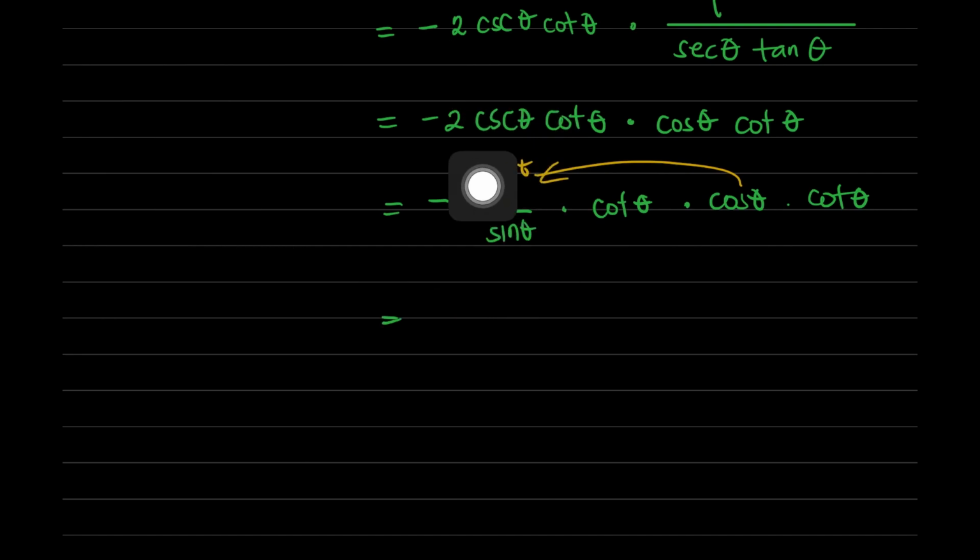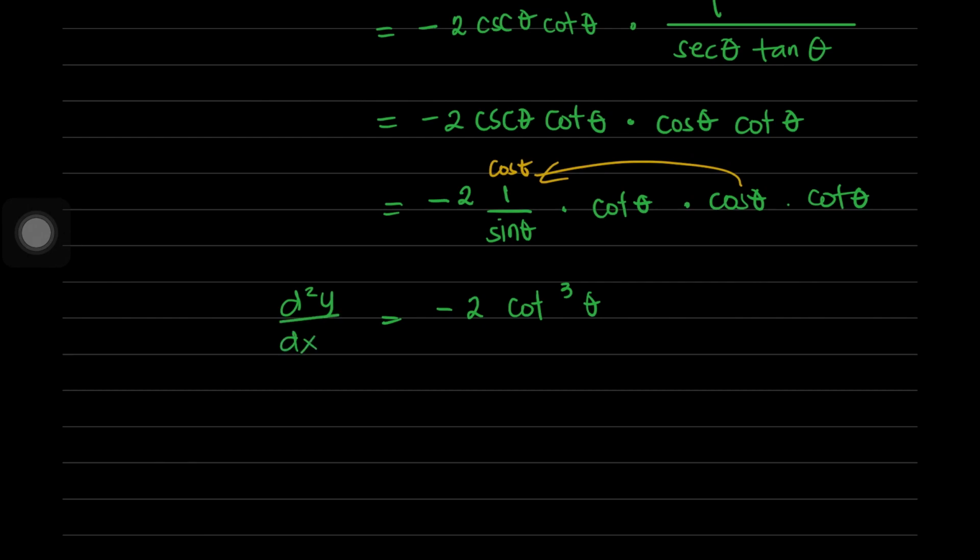So if we're going to multiply cotangent of theta with this cotangent and this cotangent, then the answer would now be negative 2 cotangent cubed of theta. So this is now d squared y over dx squared.